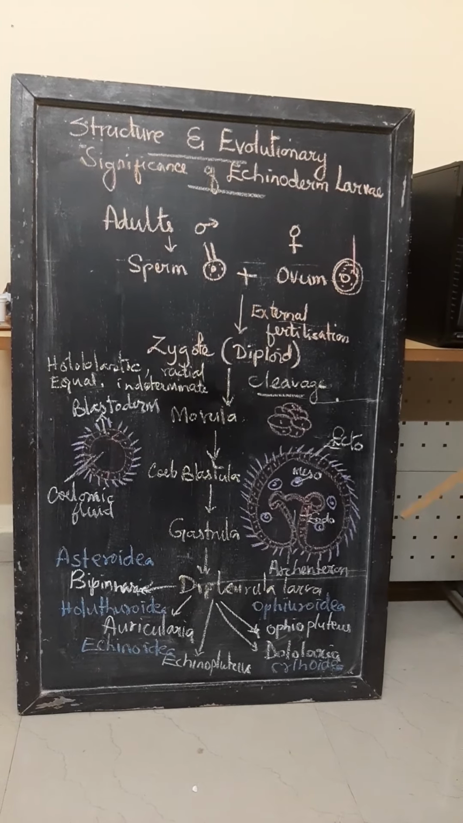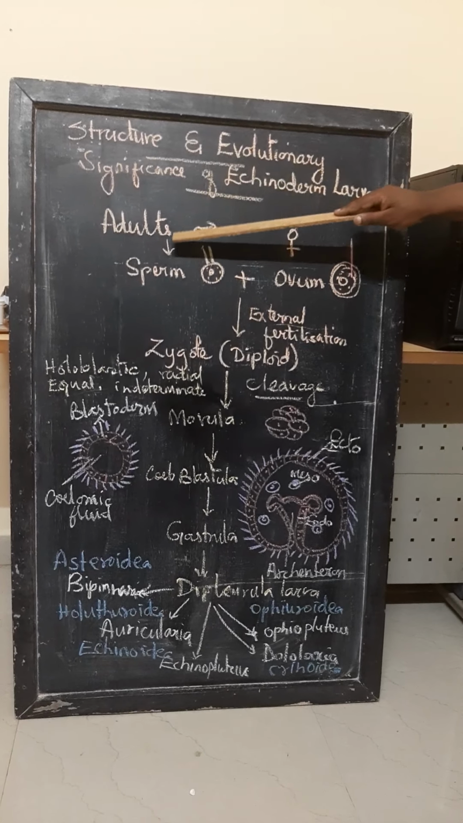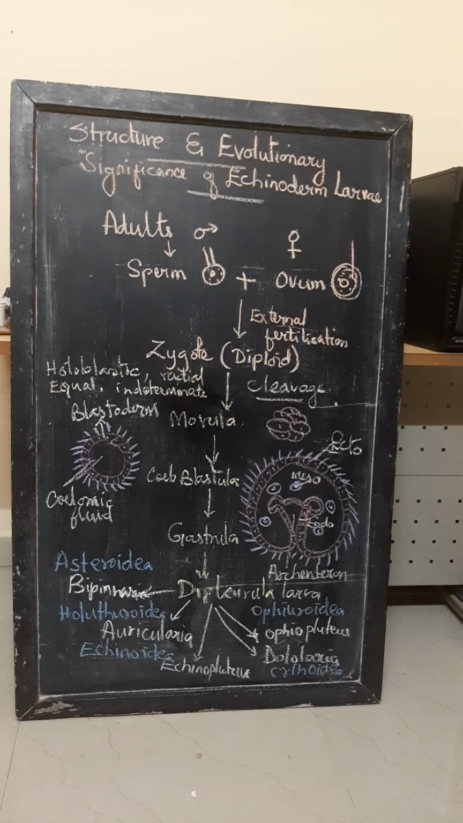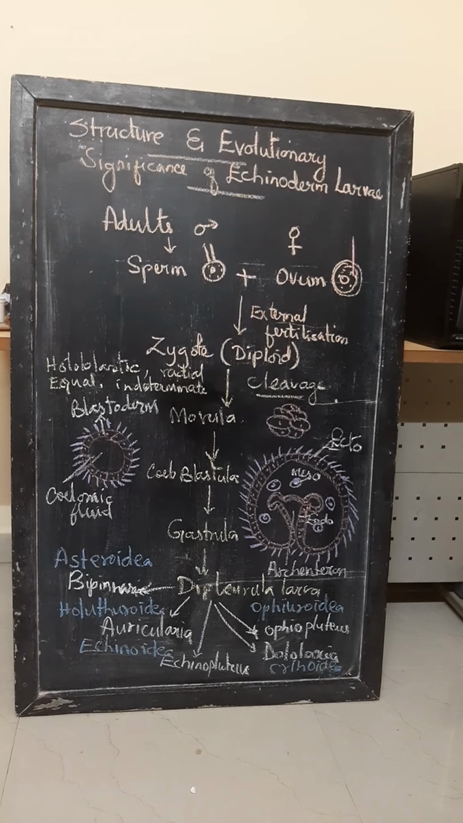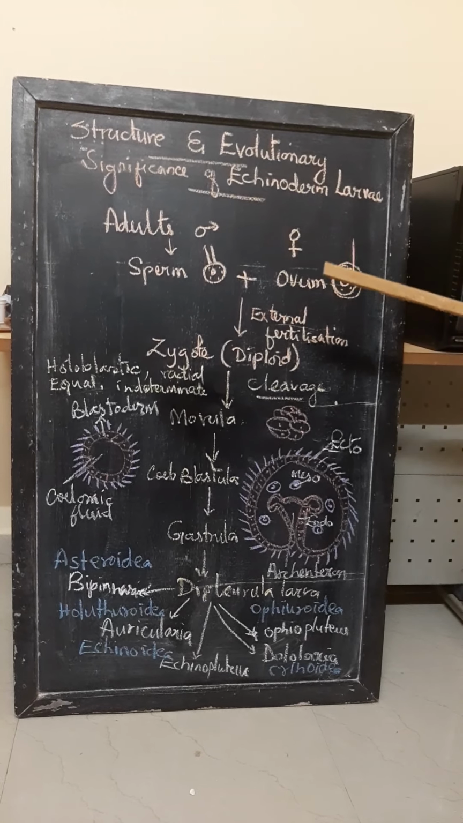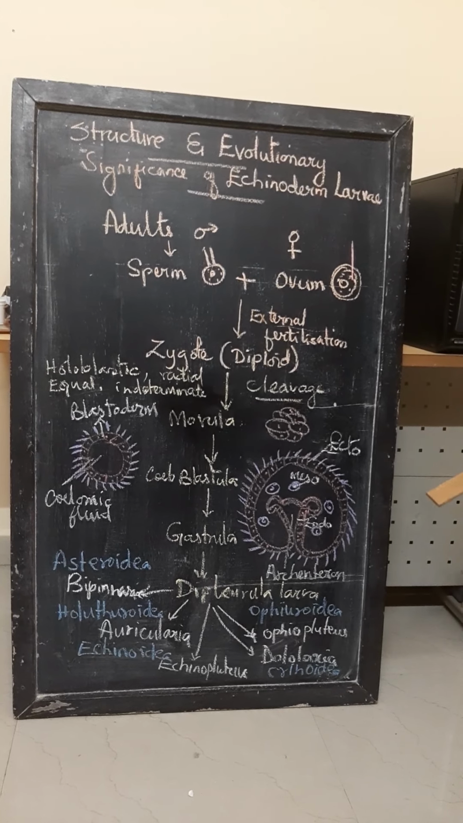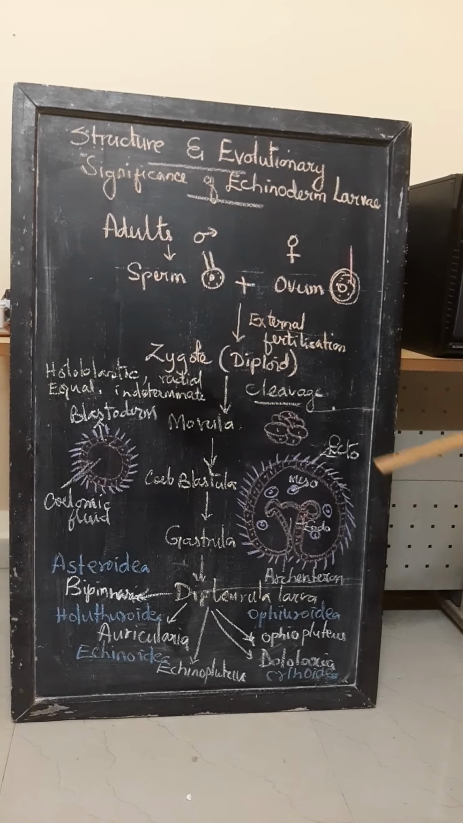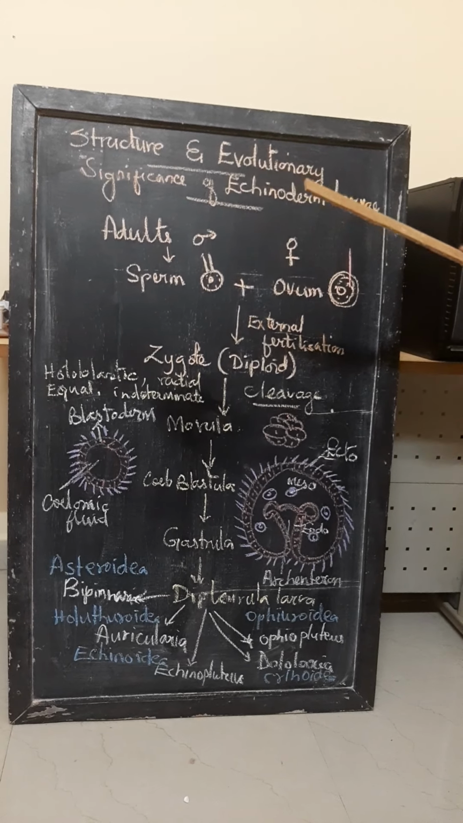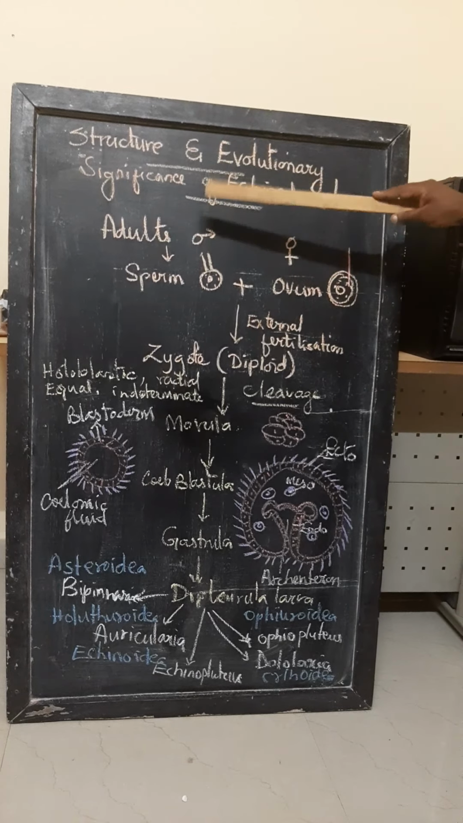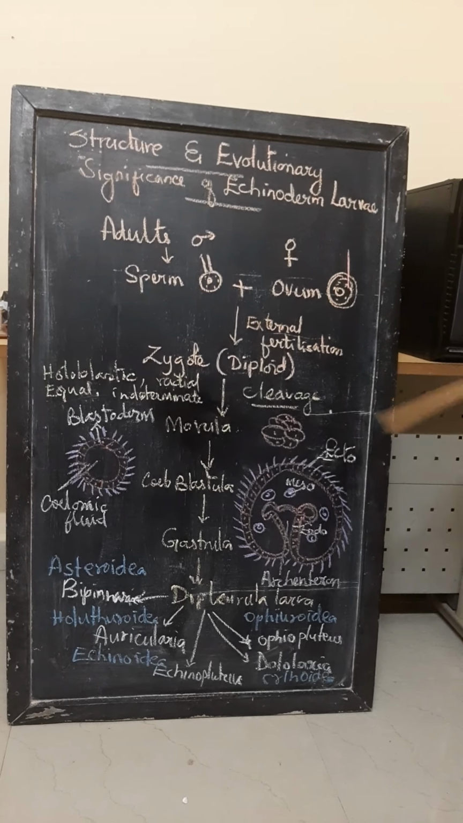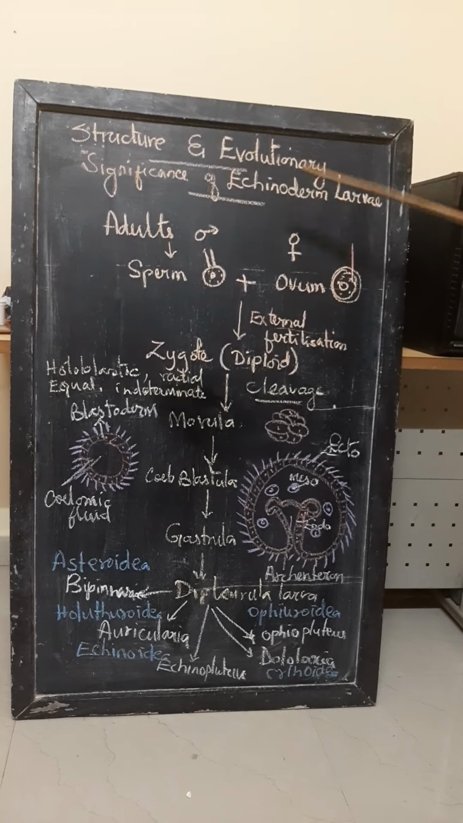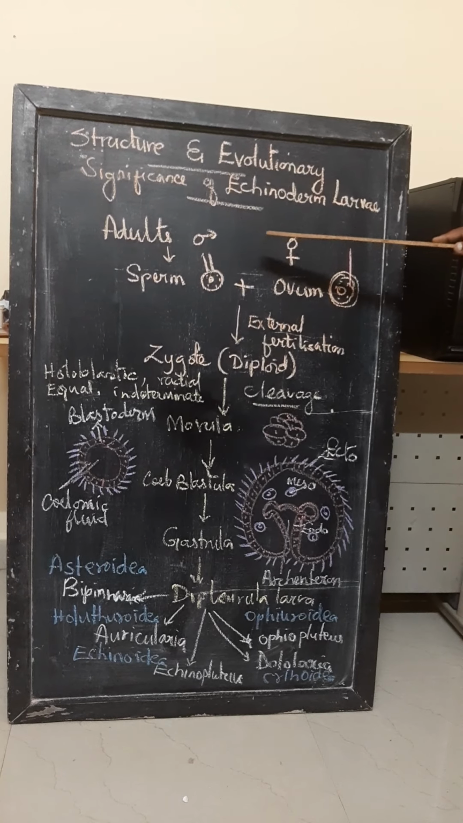We have seen that the echinoderm adults are said to have no sexual dimorphism. Both the male and female look similar. The second important point is that even though they don't have sexual dimorphism, male and female are separate. So this condition we call unisexual, or dioecious, or gonochoristic condition, which we have learned in the previous class.